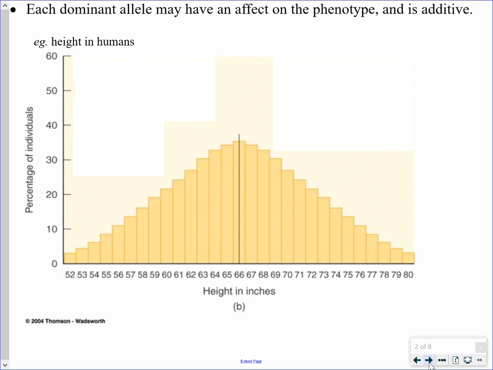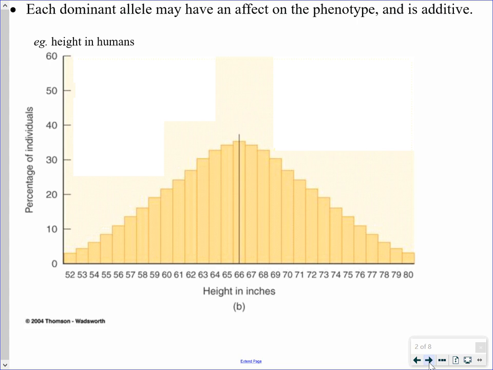So I mentioned we would take a look at human height, and even though it's probably controlled by three different genes, I'm just going to talk about it being controlled by two different genes simply because we haven't talked about three trait crosses. We've only talked about two trait crosses dealing with two different genes at the same time, the two trait or the dihybrid crosses.